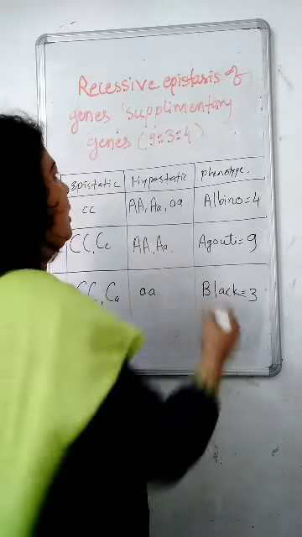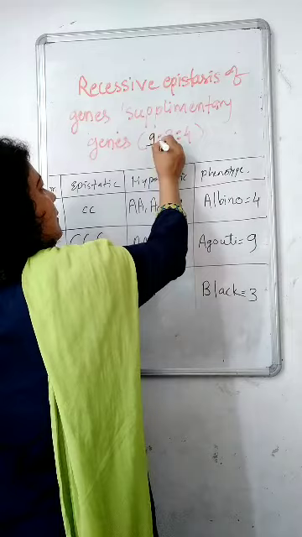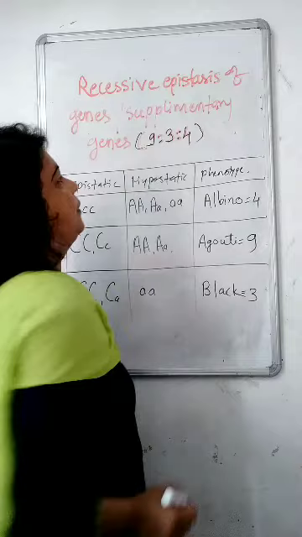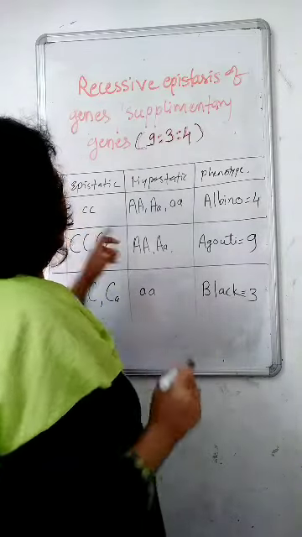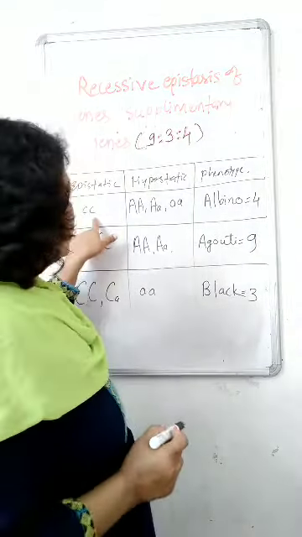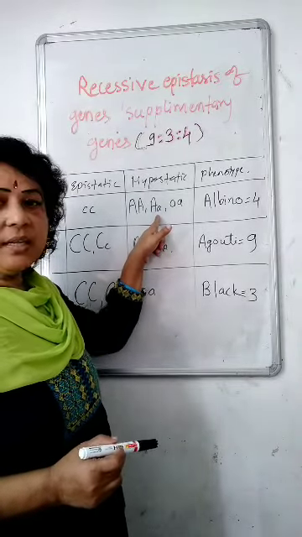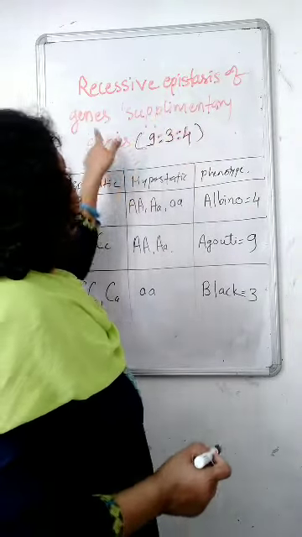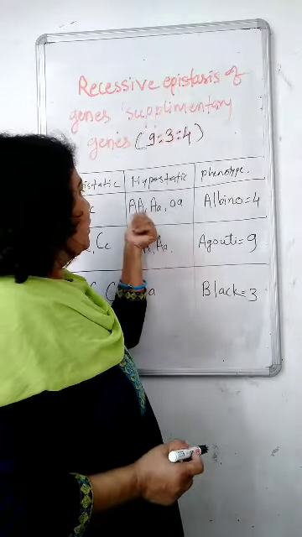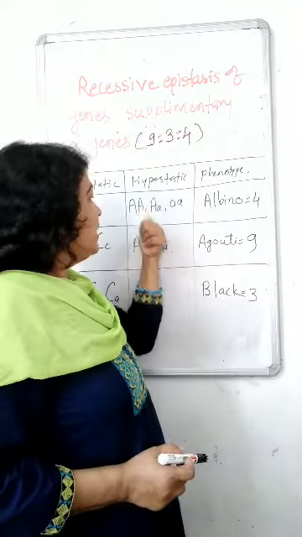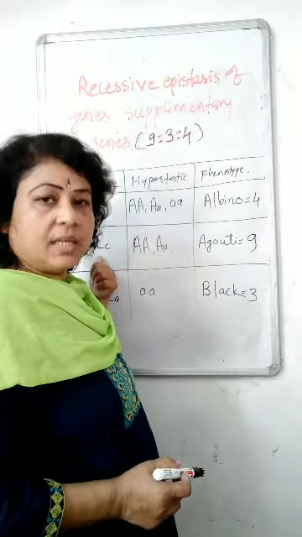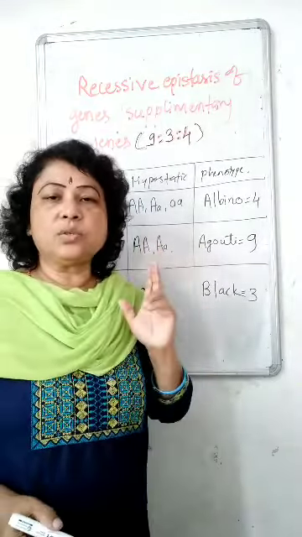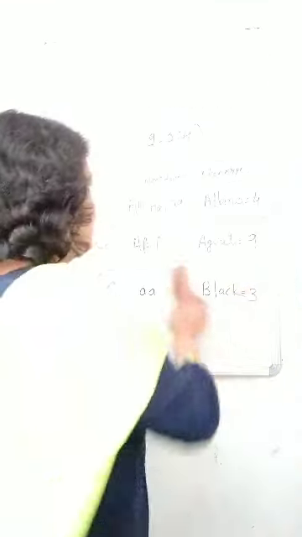So this ratio changes into 9:3:4. In the presence of small c, the gene is not able to express its color even though it is in dominant condition. Therefore it is known as recessive epistasis, and it is known as supplementary. For development of the color by A, it needs the dominant C. So it is known as the supplementary gene ratio 9:3:4. We will draw the cross here.